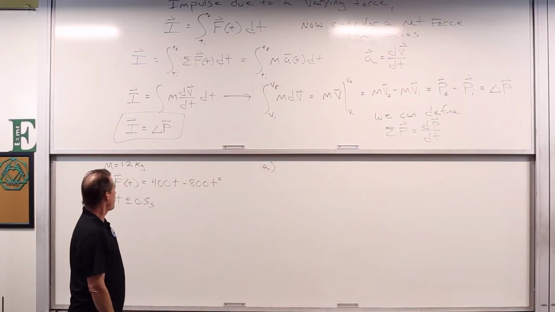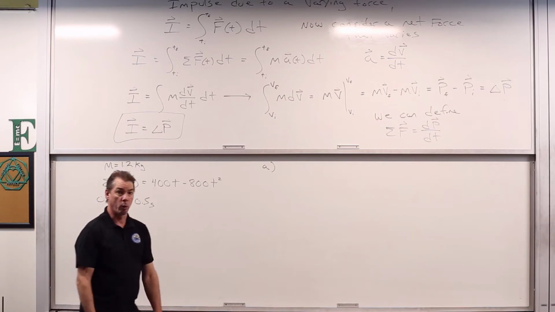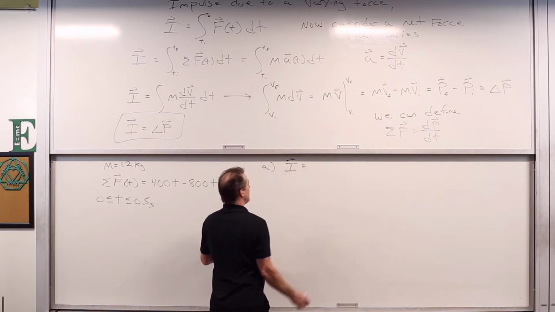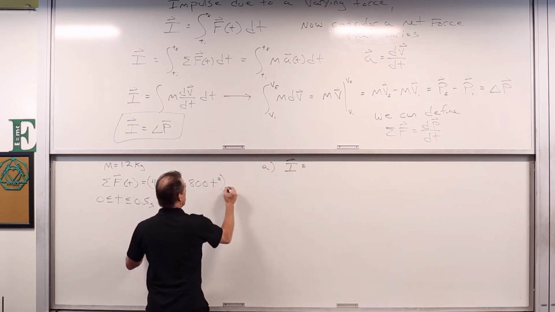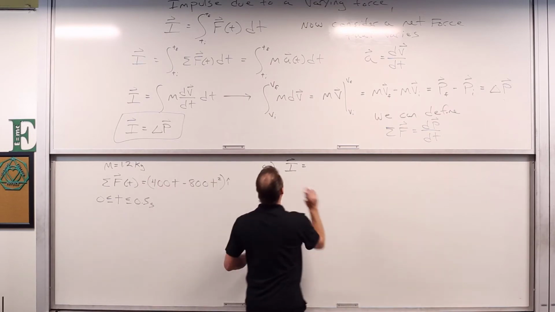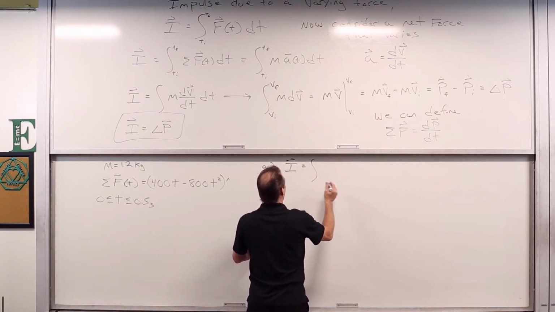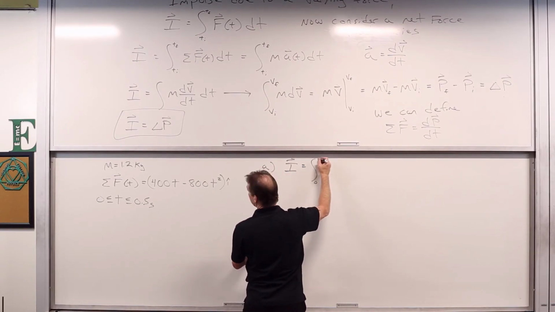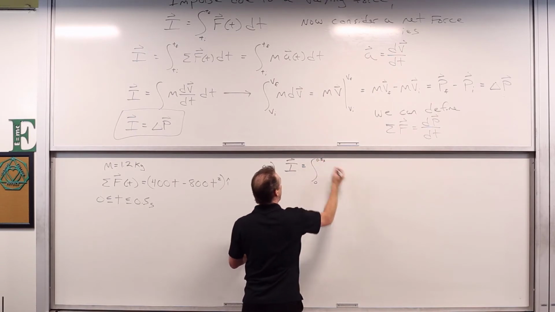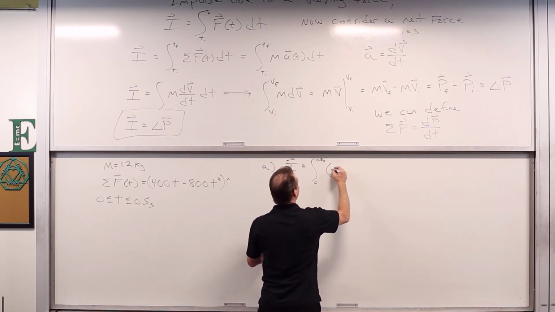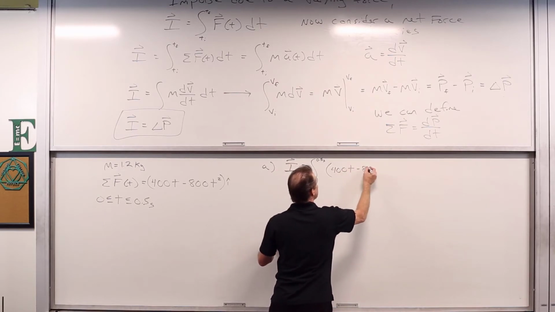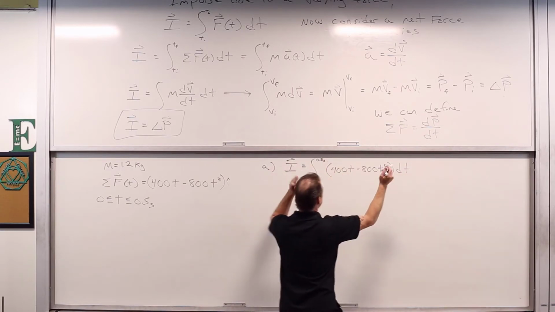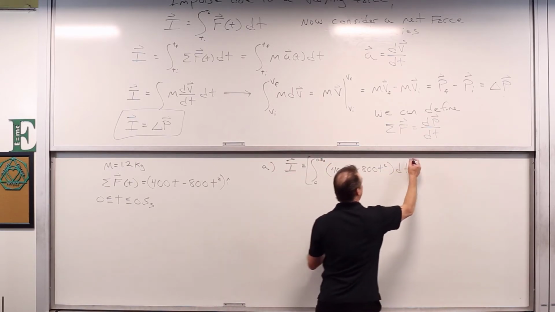Let's just start off with part A. What is the impulse delivered by this net force over that time interval? I hat is equal to, well, this should be in the I hat direction. So I hat is going to be equal to the integral over the time interval from t equals 0 to t equals 0.5 seconds of the quantity 400t minus 800t squared dt, and this all is I hat in here. I guess we could go ahead and stick that in.